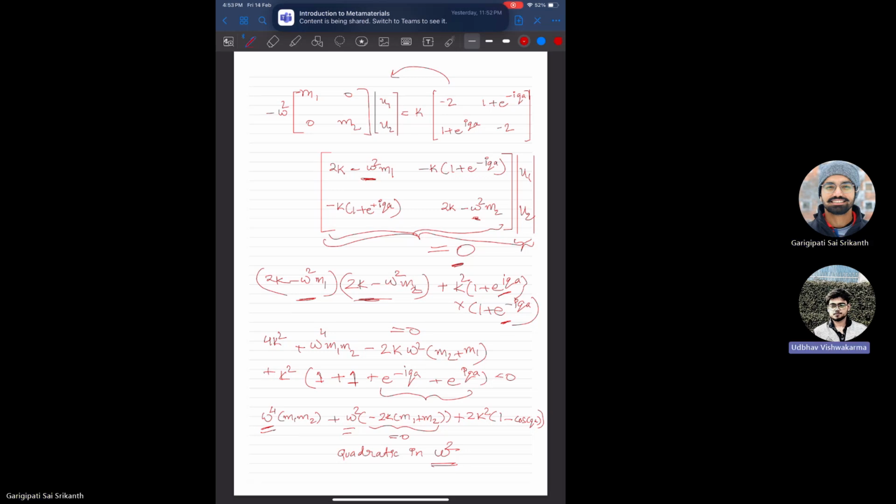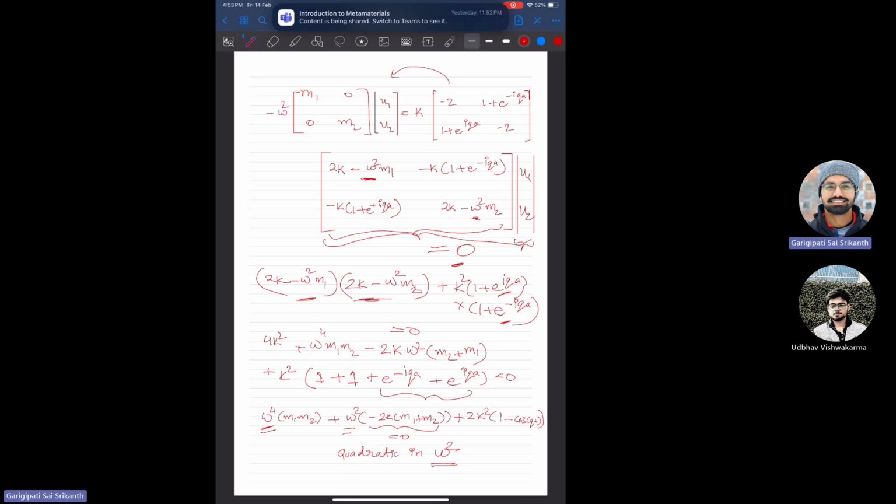Hey, Shrikant. I was just recapping how you write the equations of motion for 2 degrees of freedom, how you combine the matrices and then take the determinant. So what we say is u1 and u2 are, let's say, your degrees of freedom.